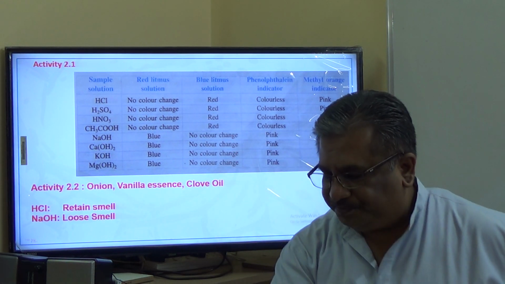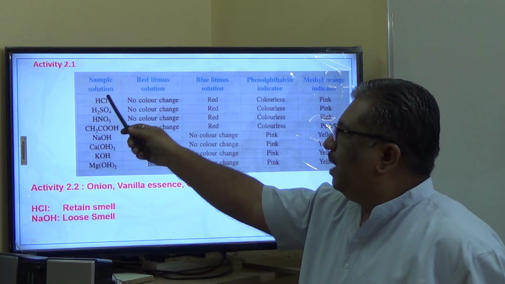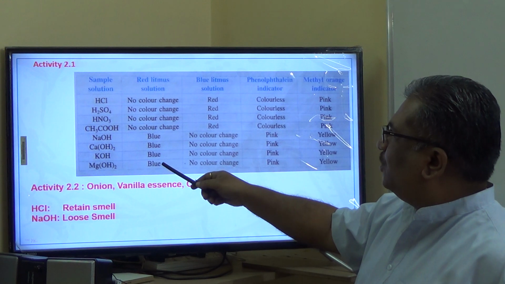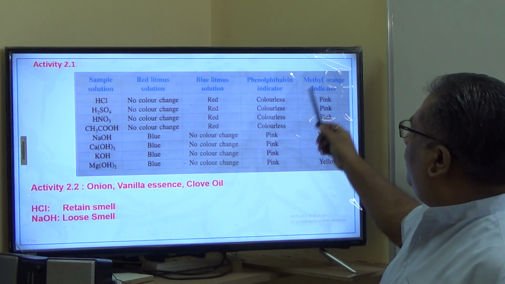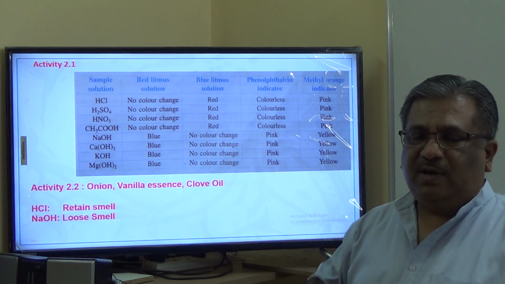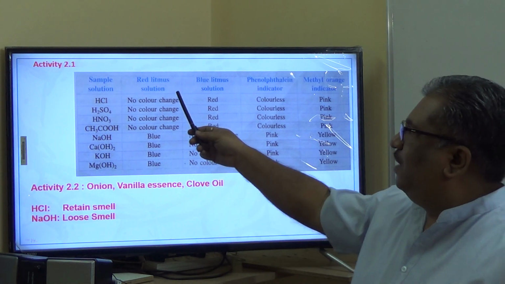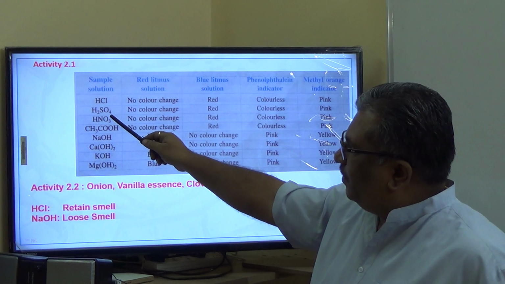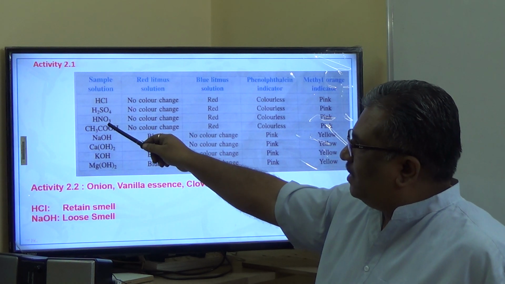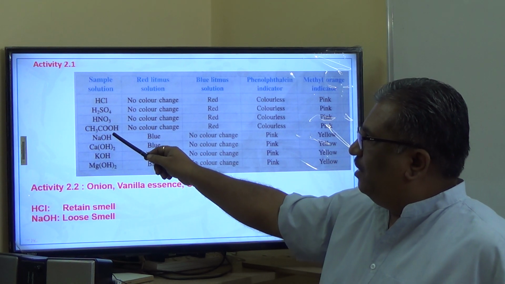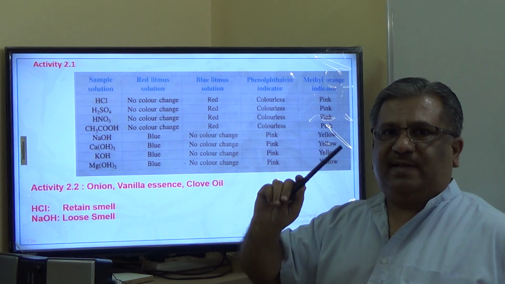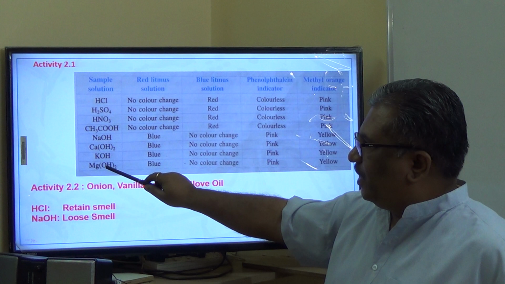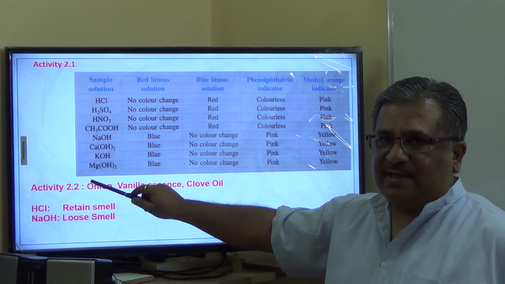Activity 2.1. Hydrochloric acid, sulfuric acid, these are the samples taken. These are the solutions: red litmus, blue litmus, phenolphthalein, methyl orange. Understood? So the color observation, see, we have already studied this. You should be able to answer. Hydrochloric acid, sulfuric acid, nitric acid, these are acids. Acetic acid, this is also an acid but a weak acid, it's okay, no problem. Sodium hydroxide, calcium hydroxide, potassium hydroxide, magnesium hydroxide, all these are bases, isn't it?